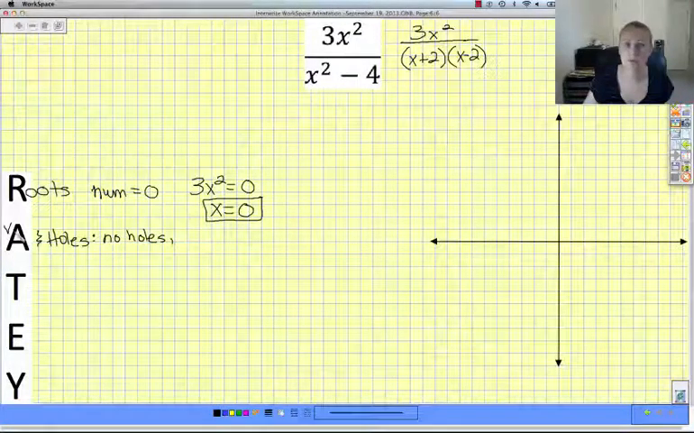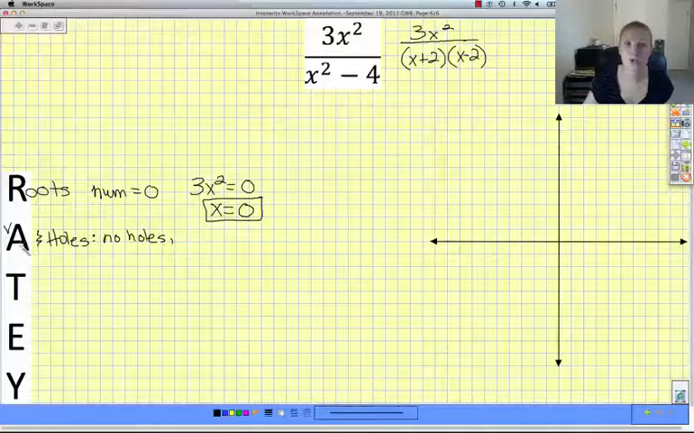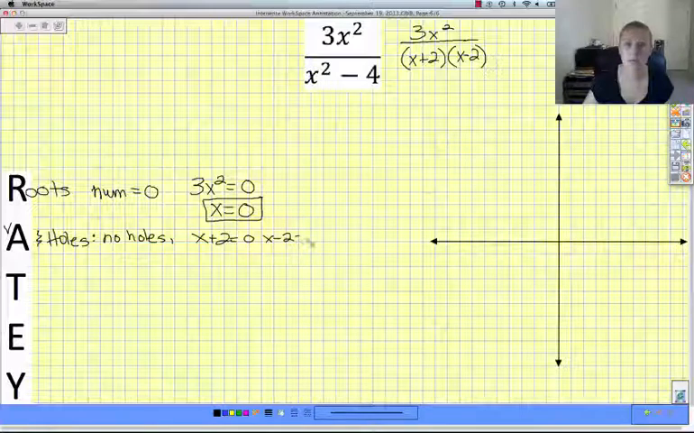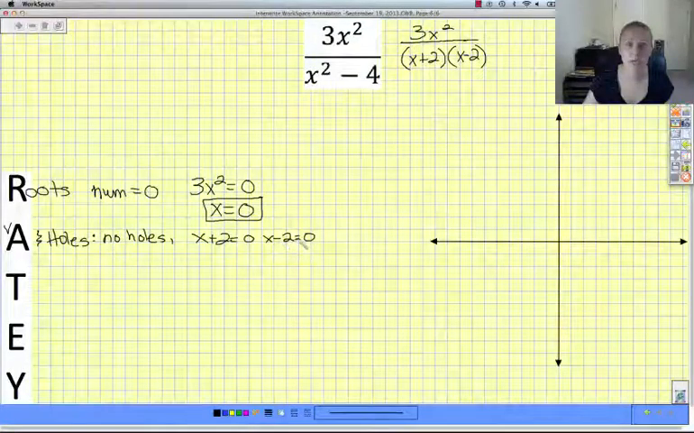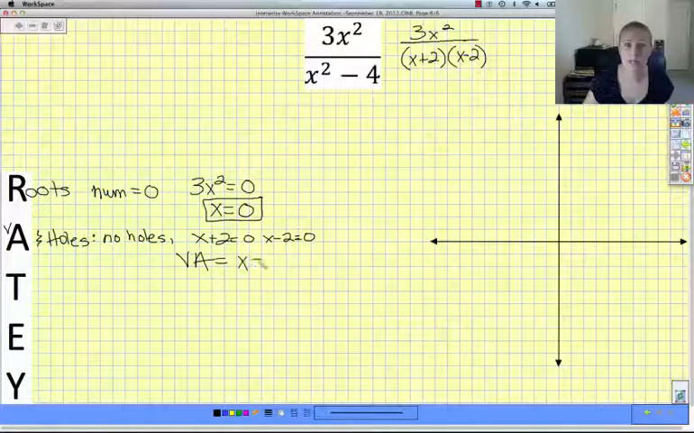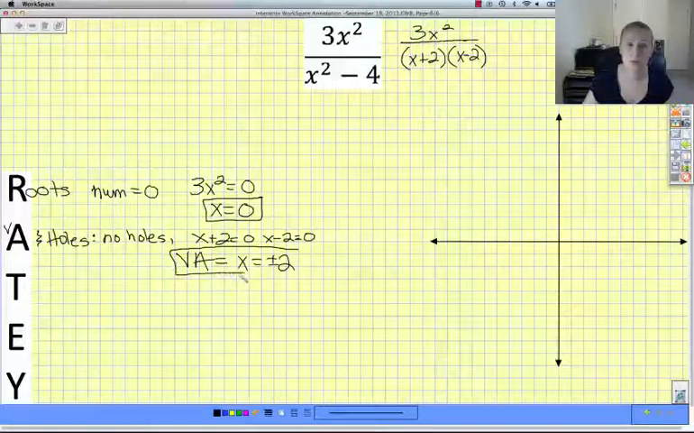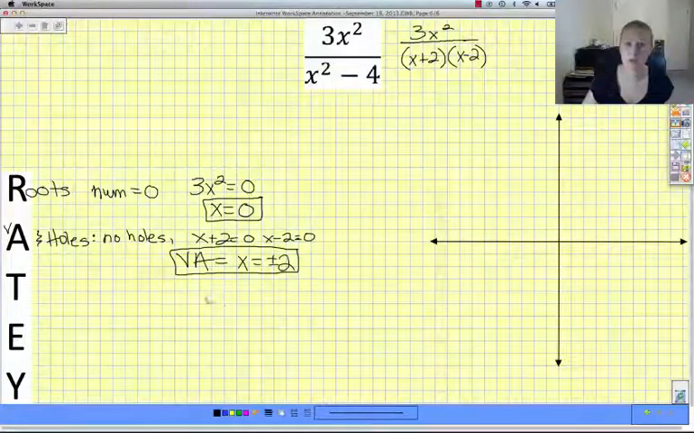And now we want to find the vertical asymptotes. So to do that, we set the denominator equal to 0, and we solve, and we get that our vertical asymptotes are at x equals plus or minus 2. So that's another important piece of information to help me graph.